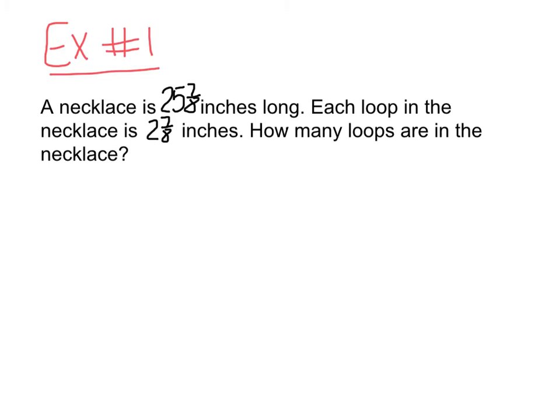So example number 1. A necklace is 25 7/8 inches long. Each loop in the necklace is 2 7/8 inches. How many loops are in the necklace? So basically what we're doing here is dividing 25 7/8, because that's how long the necklace is, into 2 7/8, because that's how long each of the loops is. And we're trying to figure out how many loops there are altogether.